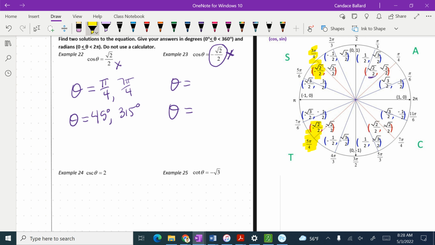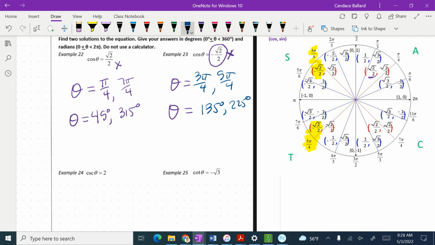Okay, there you go. All right. Do we agree with 3 pi over 4? Okay, what'd you get for the degrees? 135. Good. All right, what about 5 pi over 4? And then this one here is 225. Everybody good?